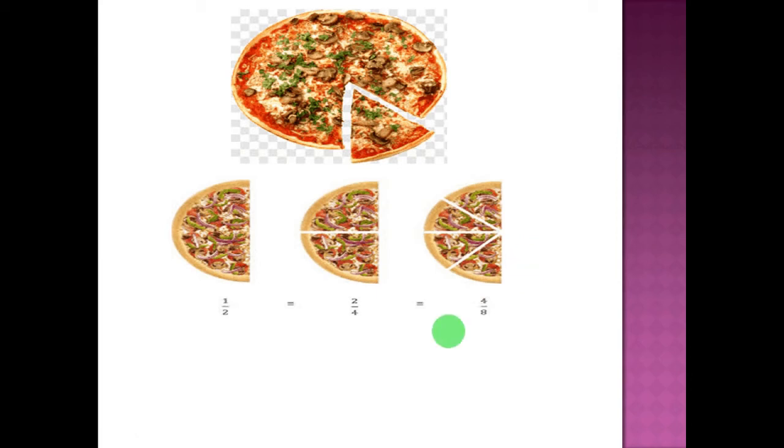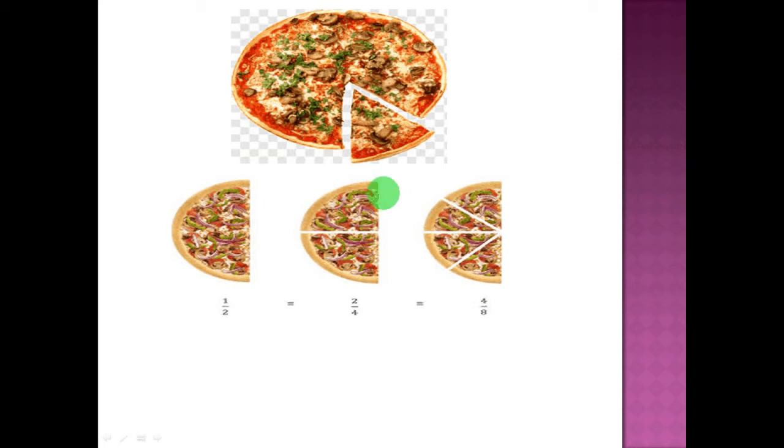Now how many parts have you shared? How can we show this in writing? So here is the number 1 upon 2. The whole pizza is cut into two parts, so 2 is the total number of parts. We have to write it in the denominator. How many parts have been given, we have to write in the numerator.